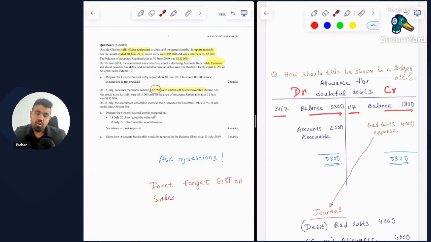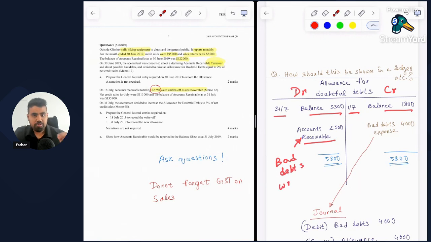Which means the allowance for doubtful debts account now needs to reflect this. And how does it reflect this? We record this within the debit side of the allowance for doubtful debts account, which simply refers to the bad debts that we have written off.